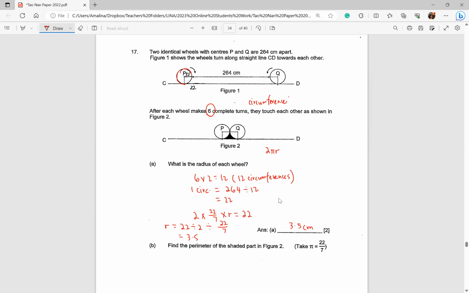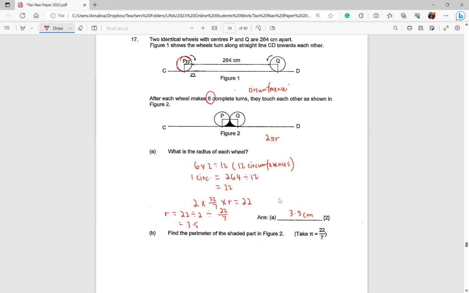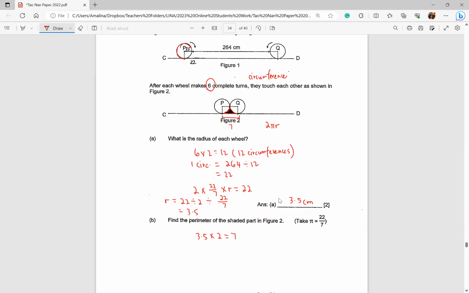Now how about part B? Find the perimeter of the shaded part in figure 2. So you can use a pen, outline this perimeter first. Okay, so for me to find my diameter, this part is easy, right? This part is only 3.5 times 2. Correct, is the diameter. So this part is 7. But how do you find the curved part? You must make use of your quadrant. Okay, quadrant. So 1/4 of your circumference of a circle.